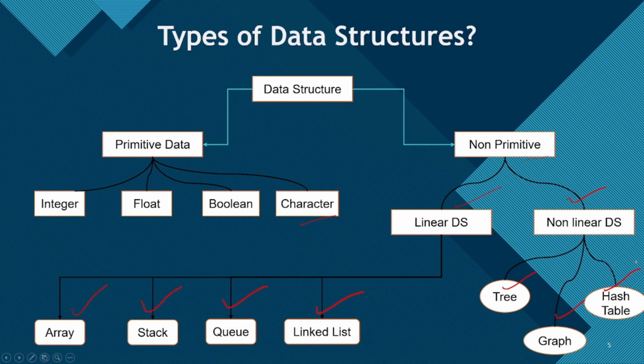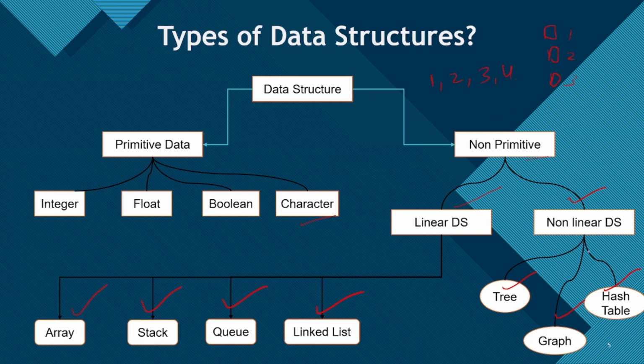The next question is what is meant by a linear data structure? Data is arranged sequentially, one after the other, like seating for your examination: student 1, 2, 3 arranged in a sequential order. Also think of a queue at a movie ticket counter, where people stand in line one behind the other, right?